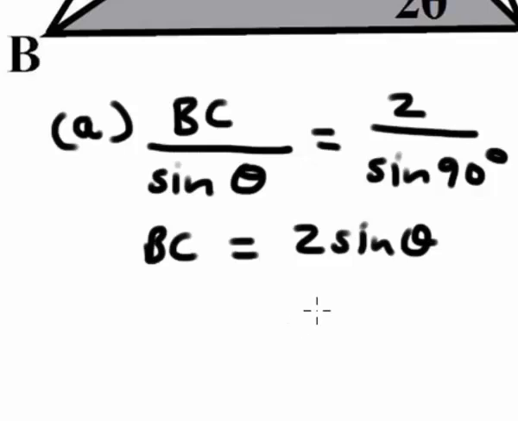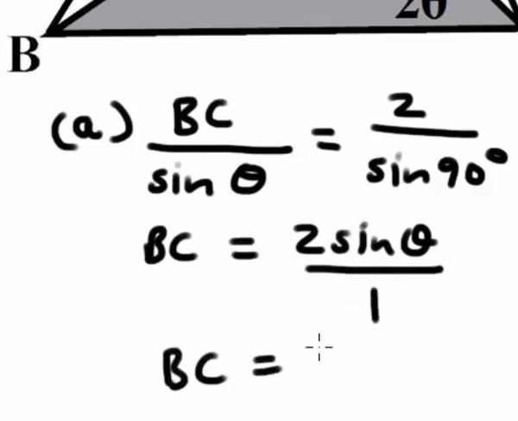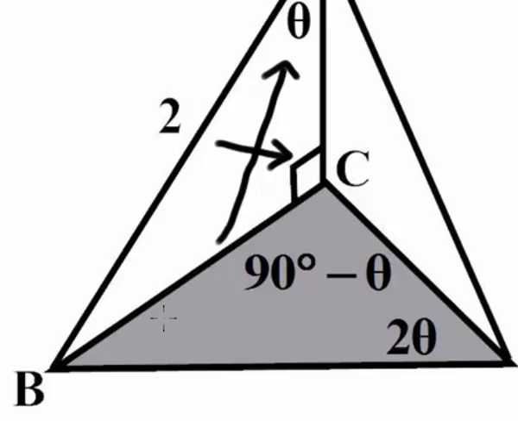Divided by sine 90, which is 1. So BC is equal to 2 sine theta. Let's write that in on the diagram there. So this is going to be 2 sine theta for BC.